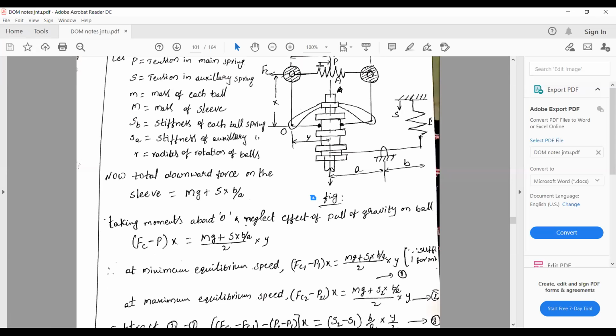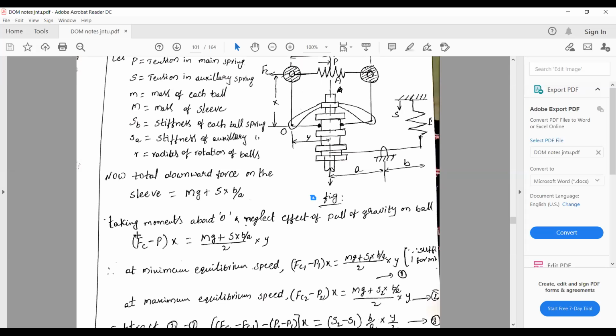So the spring is also there, and the tension in the mainspring, P, is also there. That is also resisting the centrifugal force, which is why they are also mentioned here. That is Fc minus P into X, subtracting the particular tension. So Fc minus P is the force.